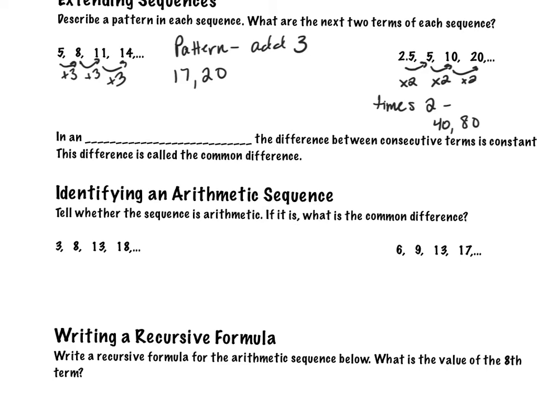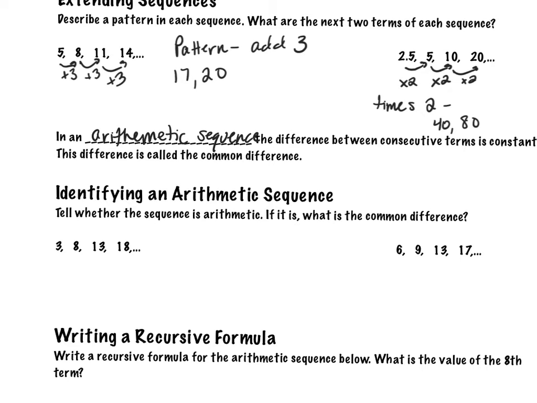So when we get more specific, and start talking about what this whole lesson is about, in an arithmetic sequence, the special type of sequence where the difference between consecutive terms is constant, we're going to call this the common difference. Anytime we have an arithmetic sequence, we are going to have the same common difference between each of these terms.